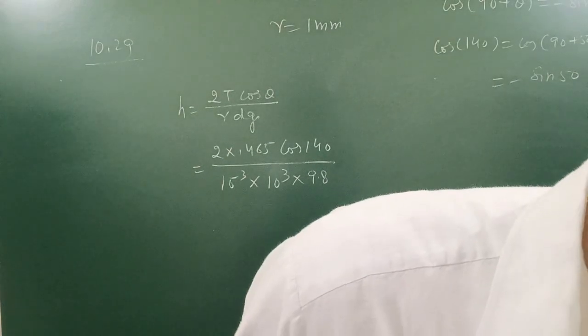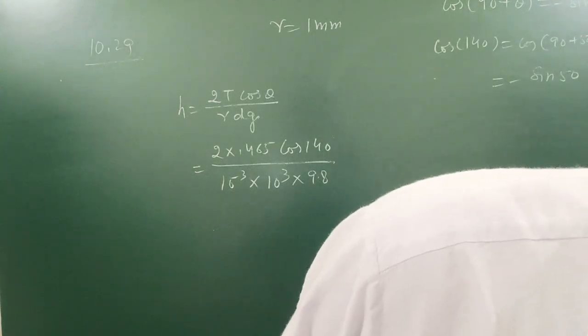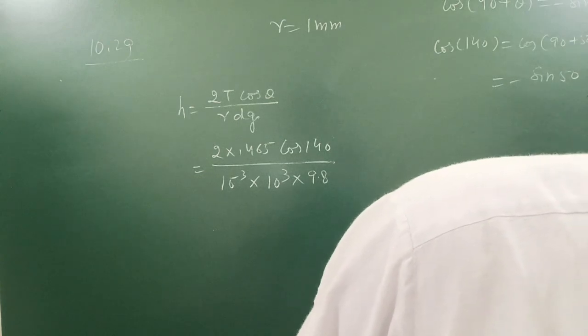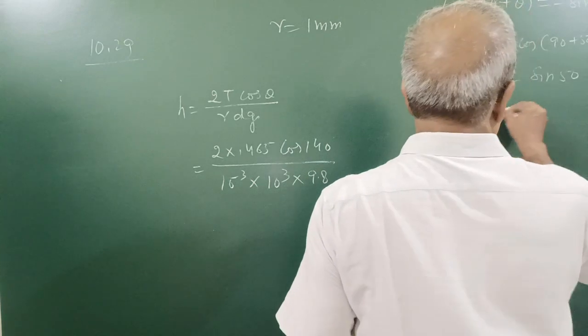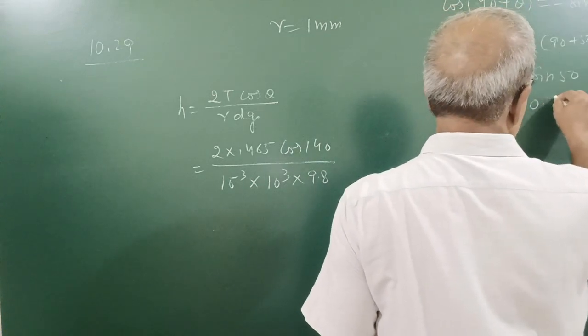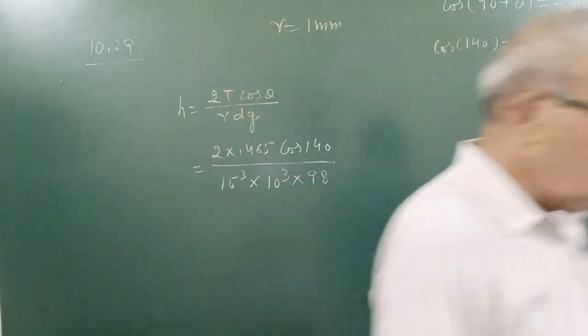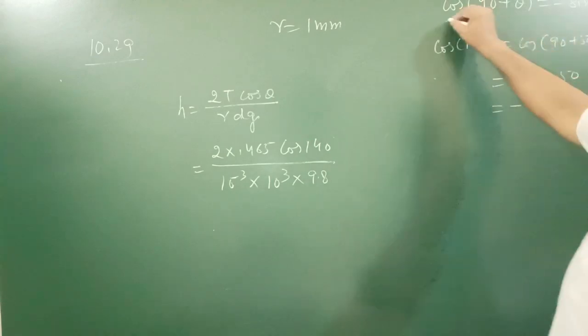Sin 50 is equal to 0.766 minus. 0.766 is this value from the table. Should I show you? Yes, I am bringing the table. I hope we have got this point here.